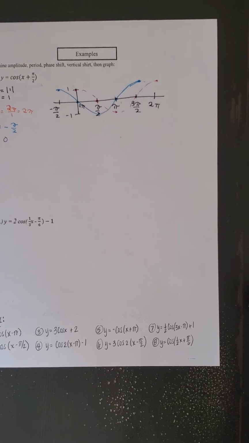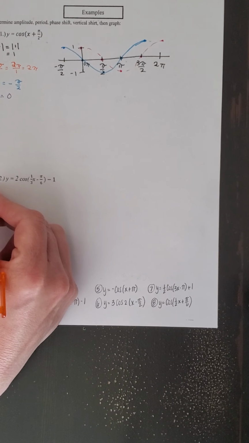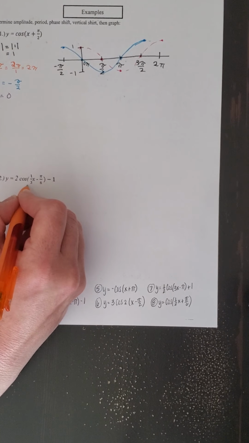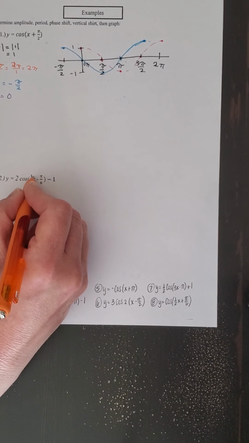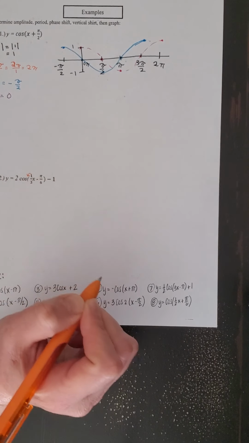Okay, next one. We have plenty of room, so we need to first determine if it's in standard form. And this time I see that it is not. Remember that there should not be a value in front of the x term inside the parentheses. This value needs to travel outside.